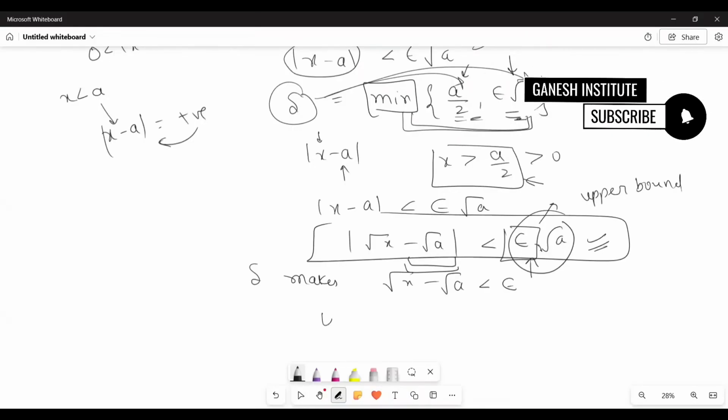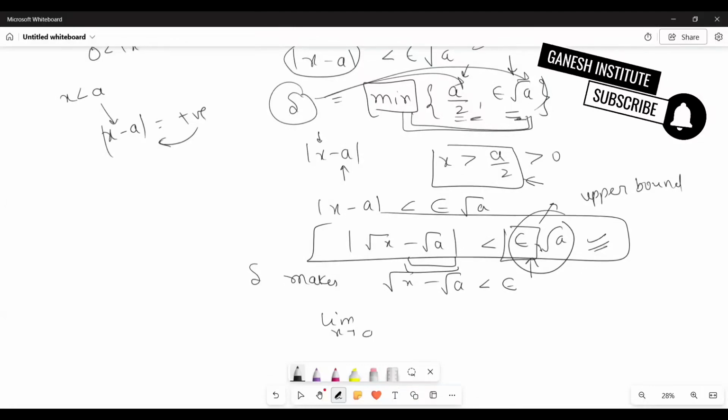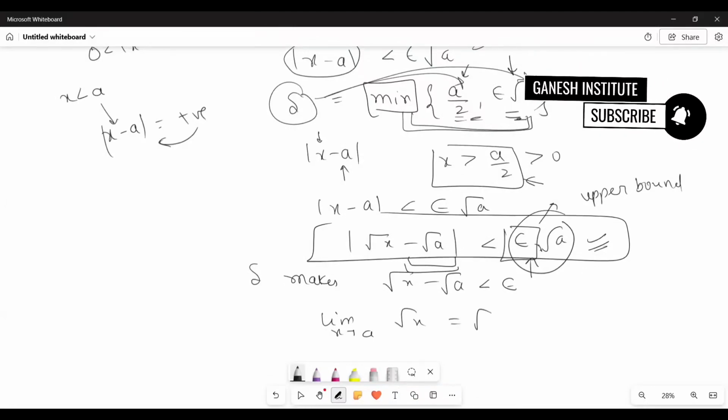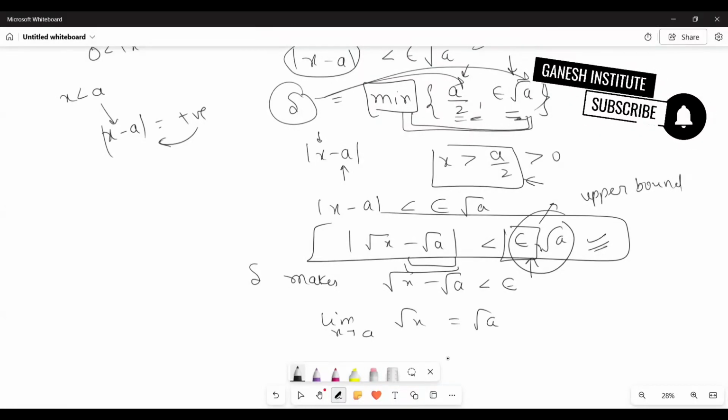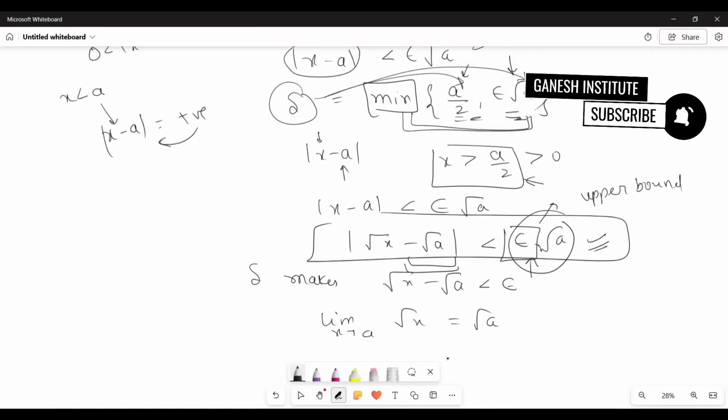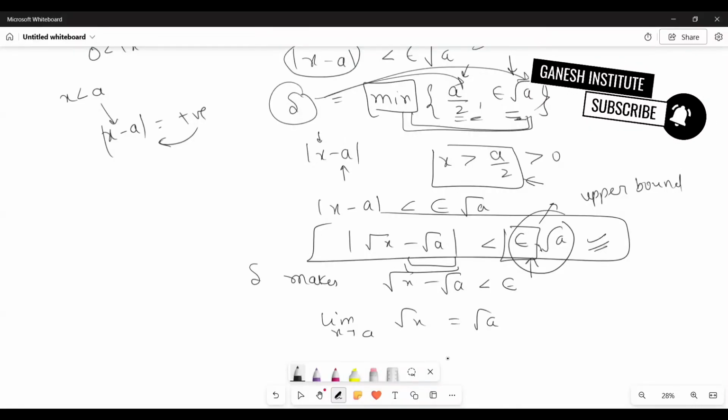So this is limit x tends to a, root x is root a. Is this fine? Absolute value of x minus a divided by root x plus root a is less than or equal to 1 by root a times, in the numerator, the absolute value of x minus a. And that's less than epsilon.